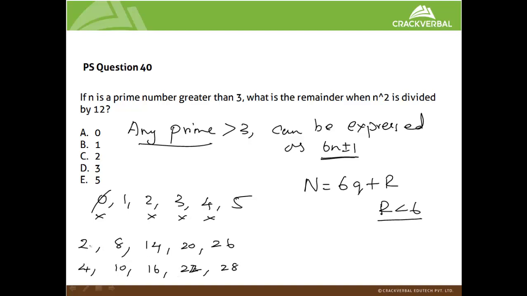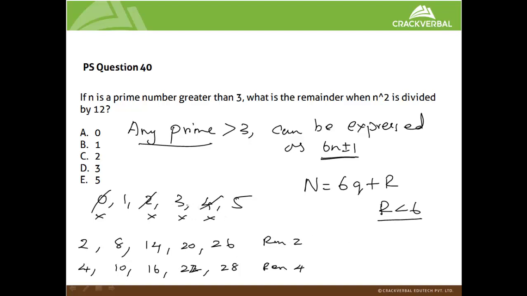All these, 2, 8, 14, 20, when you divide by 6, you will get the remainder as 2, but all are even numbers. And 2 is a prime number, but that's the reason we kept the condition here as any prime greater than 3. So this is not possible. Then what about the remainder 4? When we divide 4, 10, 16, 22 and 28 by 6, we get the remainder as 4. Again, all are even numbers, which is not possible. Prime numbers cannot be even other than 2. So 2 and 4 are also ruled out.